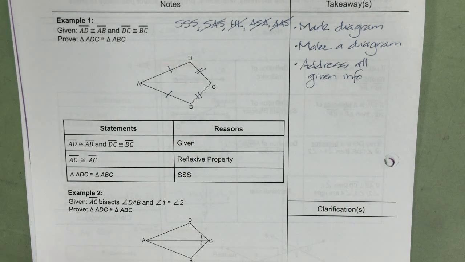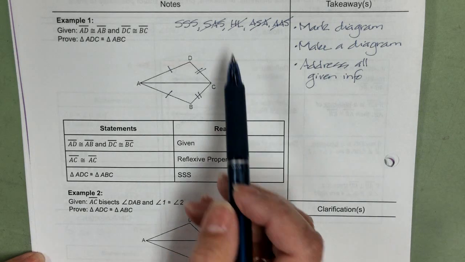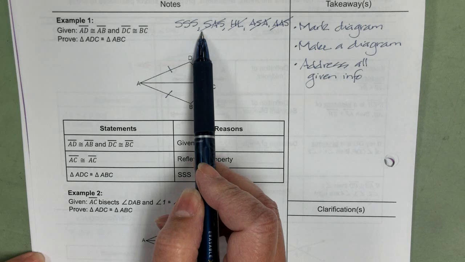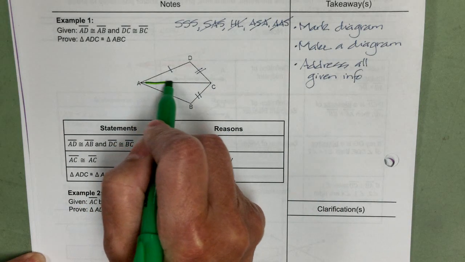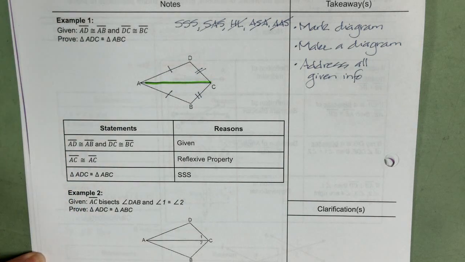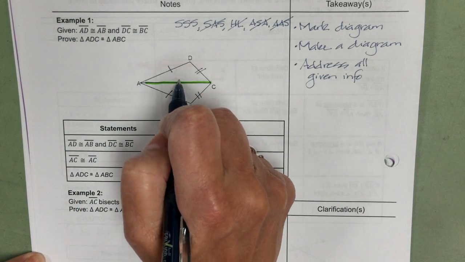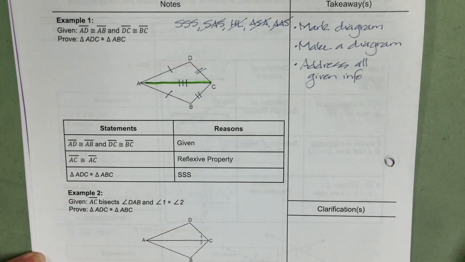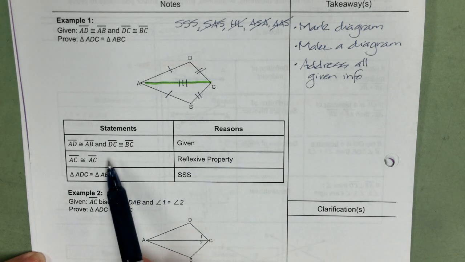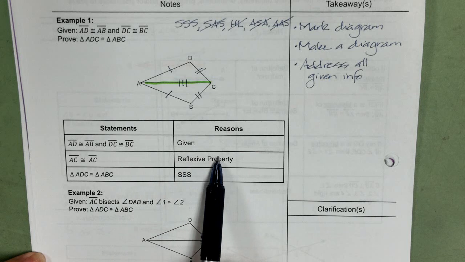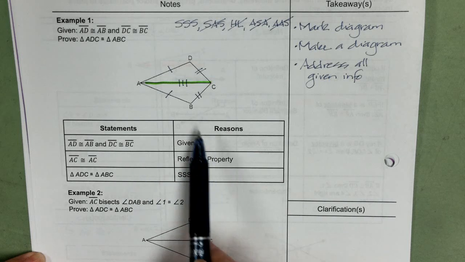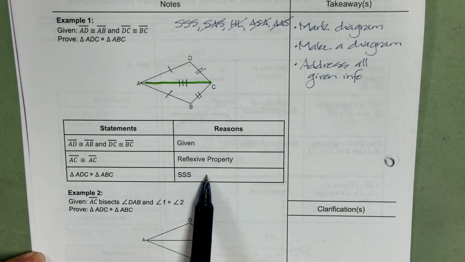So I know I'm going to do side, side, side. In order to have side, side, side, since I have two, I need a third side. And notice we have a shared side. And shared sides are always congruent to themselves. So then we start the proof. Here's our given. Our shared side is congruent due to reflexive property. And then we have congruent triangles because of side, side, side.